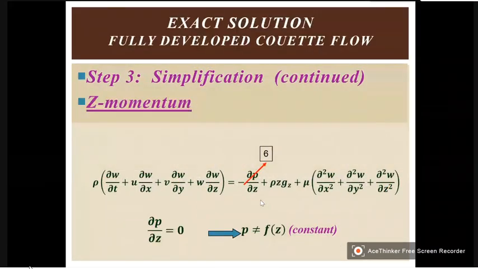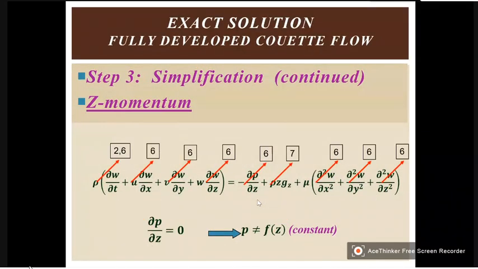Now, we still have the third momentum equation. Similar assumptions and a similar procedure of simplification will now give me these values. Rho dou W by dou T, which is 0. U dou W by dou X is also 0. You can see this is 0 because of two factors: one is steady flow, as well as W is 0, and dou by dou Z is 0.